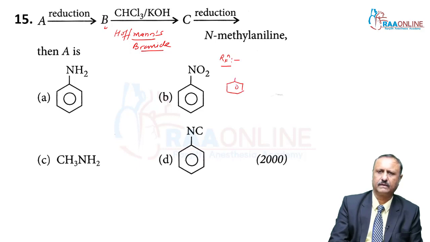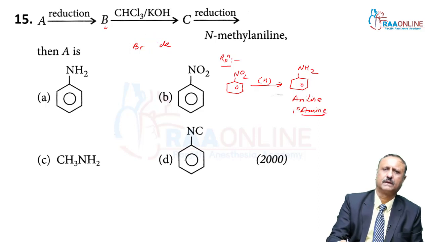My dear students, here the reaction is that. We can take the NO2 group, nitrobenzene, and when this nitrobenzene is reduced, you can get the NH2 group, aniline, and aniline is a primary amine.